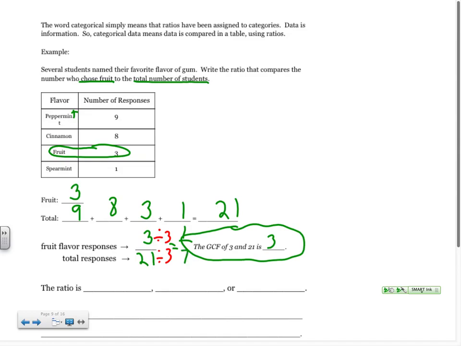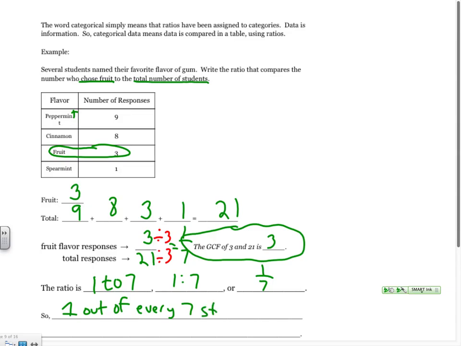So the ratio is, again, I can write it 3 different ways. Word form, 1 to 7, colon, 1 to 7, or fraction form, 1 over 7. Let's write this in a final statement. So what I can say is 1 out of every 7 students preferred fruit flavored gum.